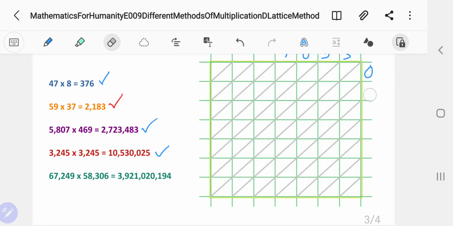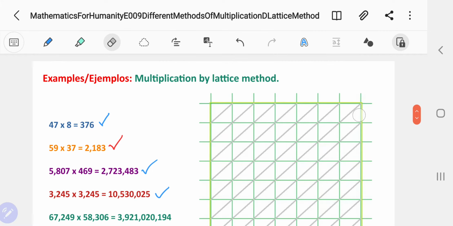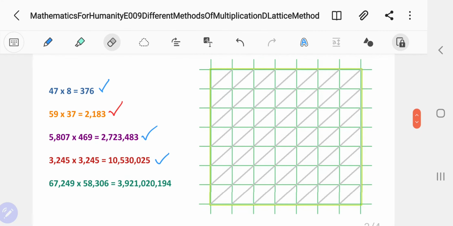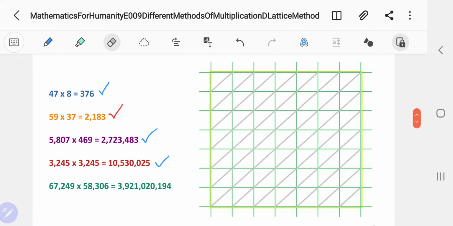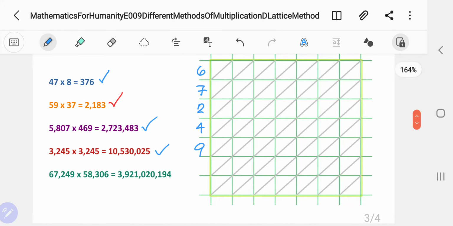The important thing is this lattice gadget that you have to draw in your notebook, anywhere, in a cardboard. And then we have here a large number. This is 67,249 times 58,306.